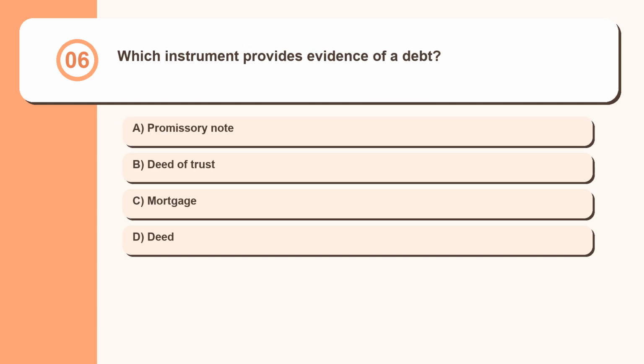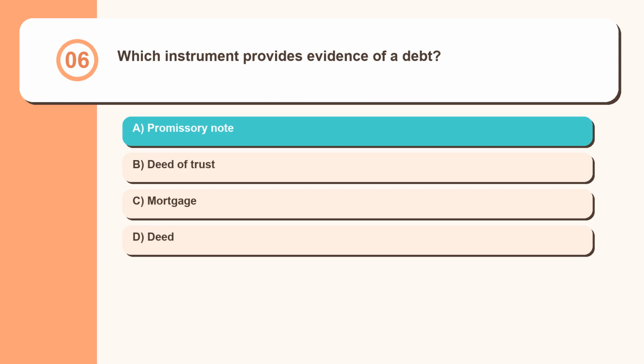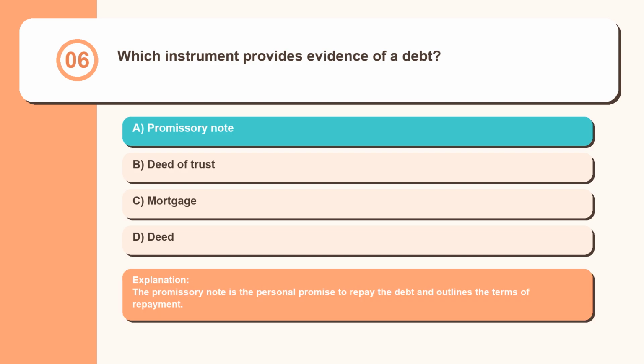Question 6. Which instrument provides evidence of a debt? Promissory note, deed of trust, mortgage, deed. The promissory note is the personal promise to repay the debt and outlines the terms of repayment.